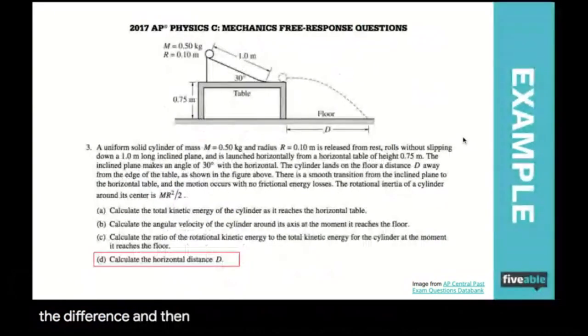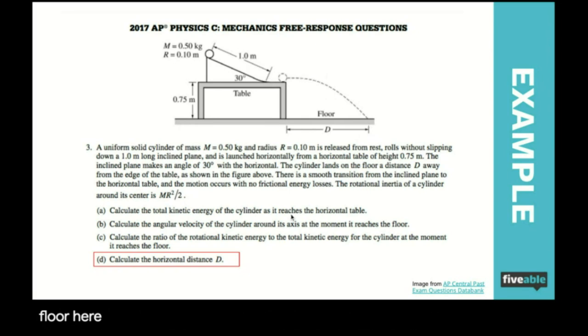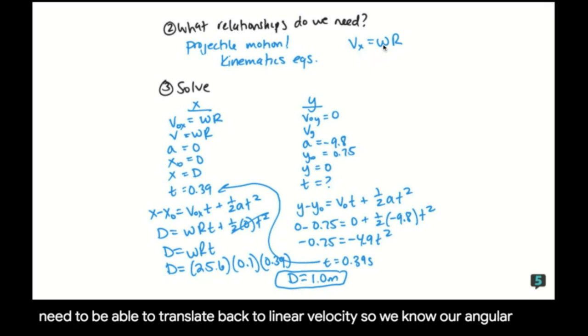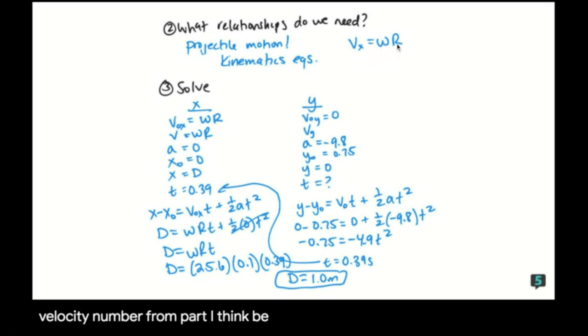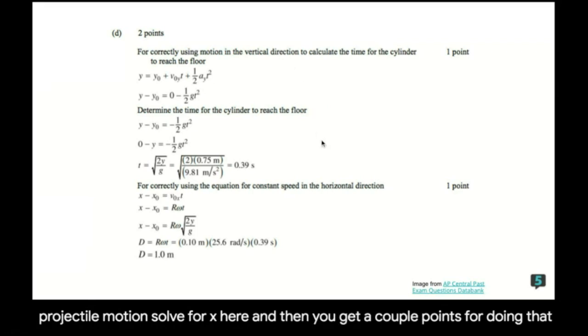And then the last one here, we really are getting short on time, so I'm just going to talk through it. Calculating the horizontal distance d from the floor here. The way we would do it is we'd use projectile motion. So this will now need to translate back to linear velocity. We know our angular velocity number from part, I think, B. We know the radius. That will give us our linear velocity. And then this is back from Unit 1, just straight up horizontal projectile motion, solve for x here. And then you get a couple points for doing that.